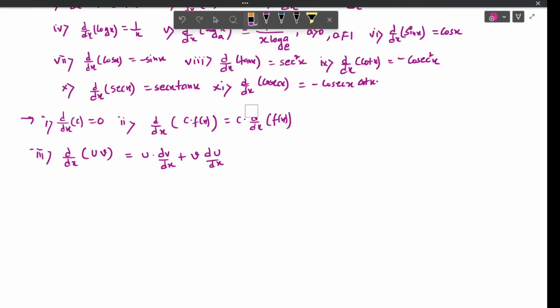Then you have to apply the u and v rule for v and w. Now number 4 is d dx of u by v, that is, u and v are functions of x. This is known as the quotient rule. So v square, keeping v outside, it would be du by dx minus keeping u outside, it will be dv by dx, right? Now let us see some questions. Question number 1.